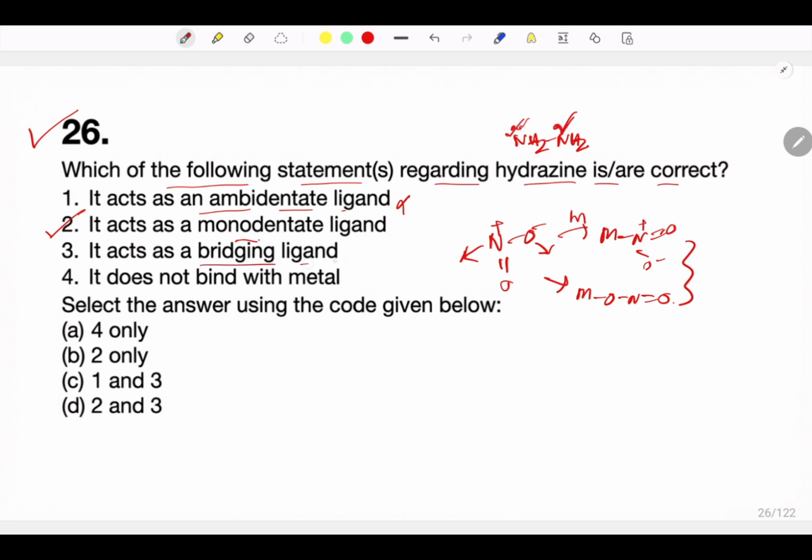It acts as a bridging ligand. That is also true. Suppose this is a metal and another metal, and this nitrogen and another nitrogen, this can act as a bridging ligand. So that is also possible. It does not bind with the metal. This is a wrong statement, because it can bind with the metal.